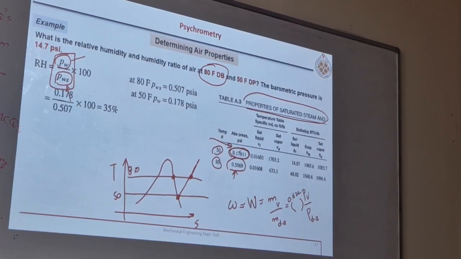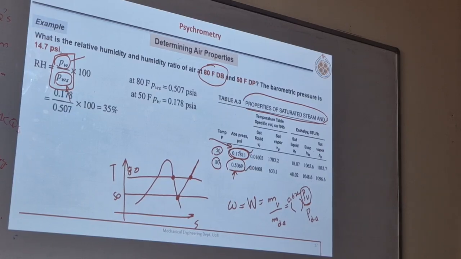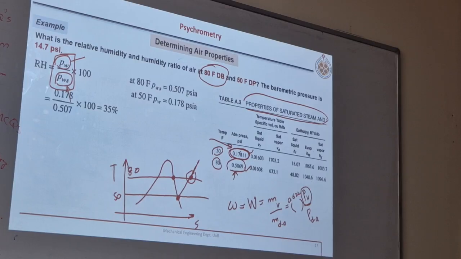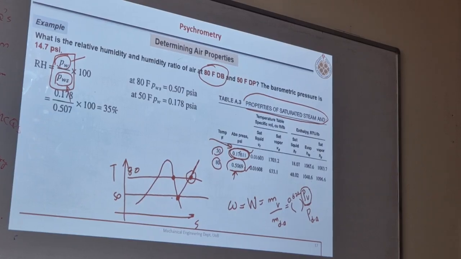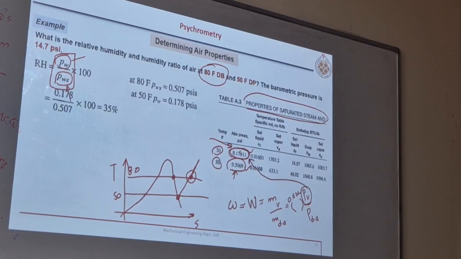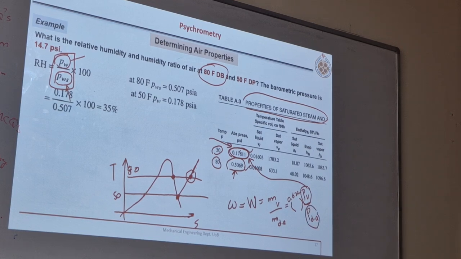So now what is PV? This one or this one? For the same air, I want to find out specific humidity. 50. This one. So this is PV. Because mass is not given, we have to use pressure. And what is dry air pressure?